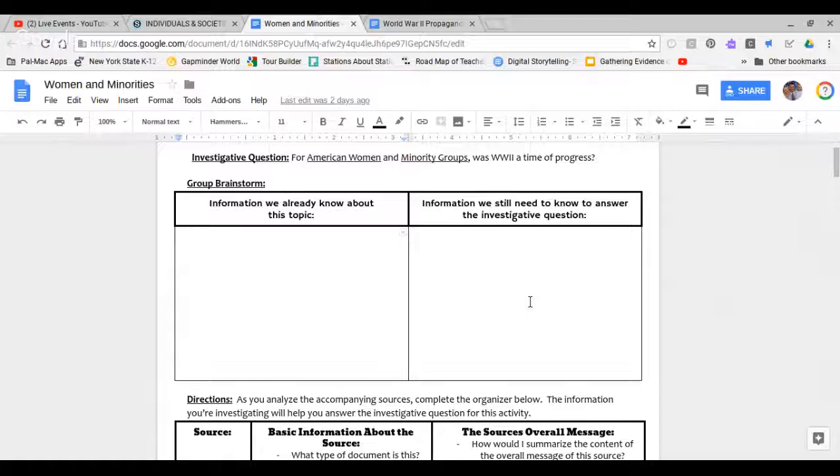For the substitute, please give them about 3 to 4 minutes, depending on how well they're working. If they need more time, great, give them more time. Once these 2 sections of the box have been answered, go over it as a class. Ask the question, what information you already know about this topic, and brainstorm. Have the students write more things down if they hear something they didn't have. Then go on to information we still need to know to answer the investigative question.